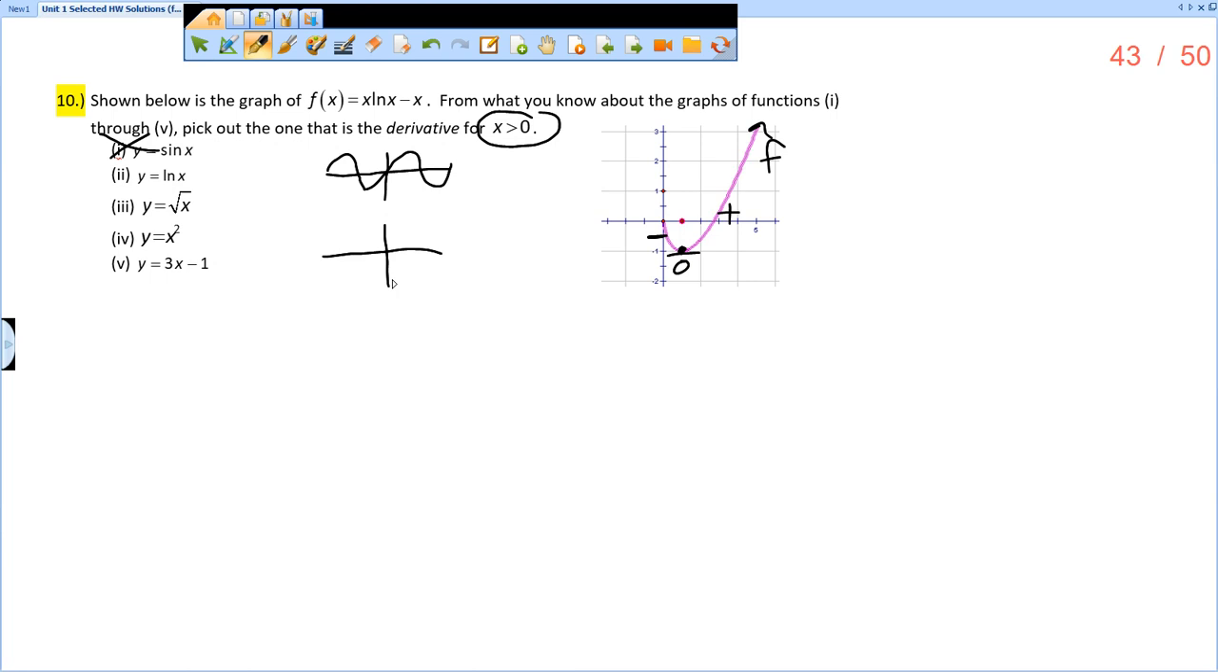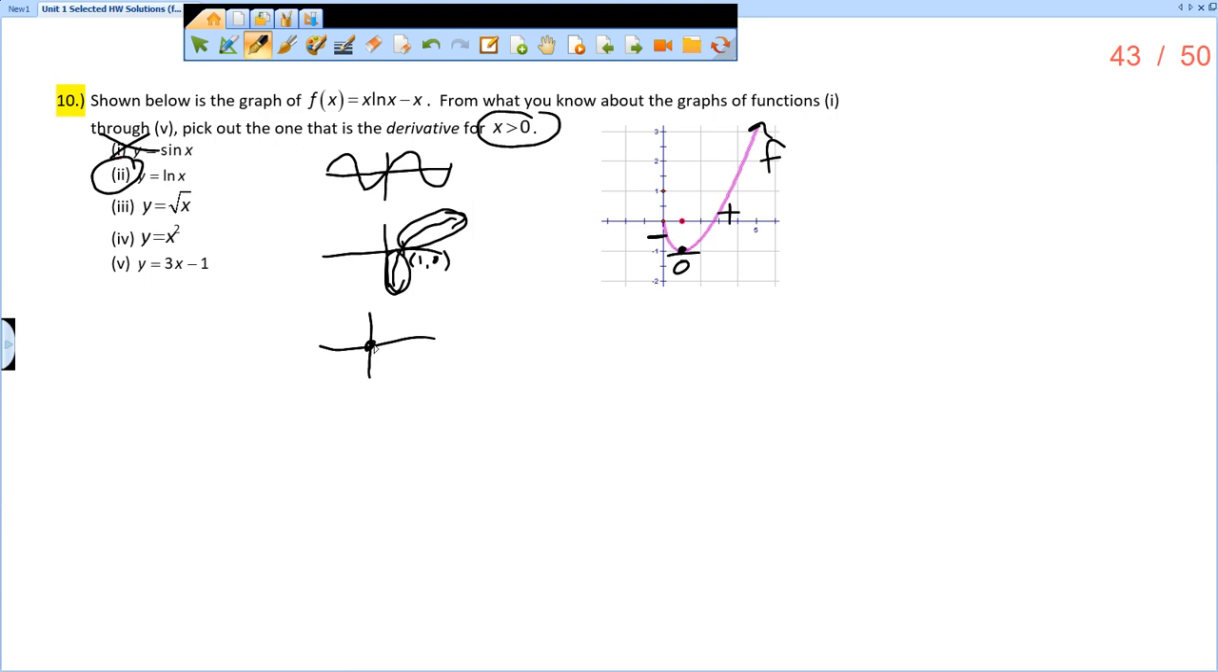Number 2, y equals natural log of x. Natural log of x looks like this. You should know what this graph looks like off the top of your head. It has a point at (1, 0). Does it have a 0 at 1? Yes. Is it negative between 0 and 1? Yes. Is it positive from 1 to infinity? Yes. So it looks like that's the answer. But let's go ahead and look at the other ones.